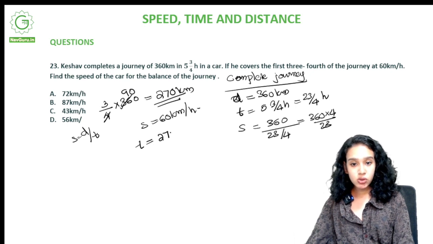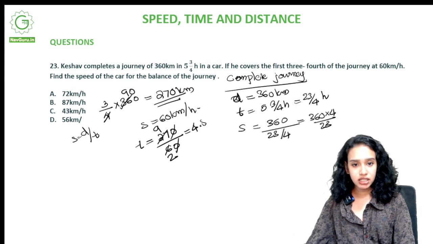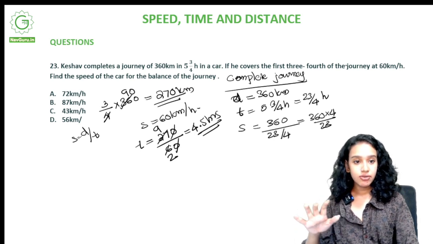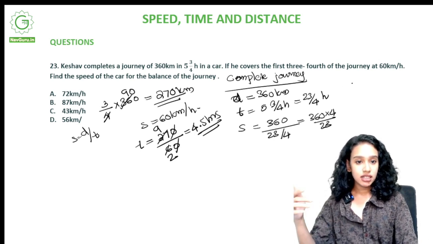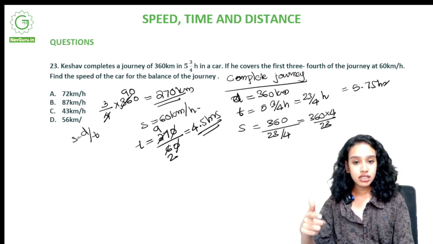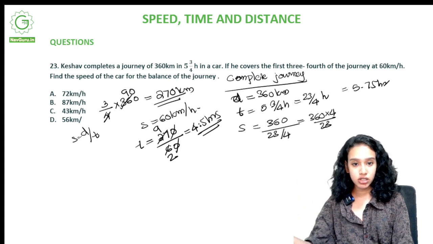So distance is 270 by speed is 60. We can cancel this out by 3, and we get 9 by 2, which is 4.5 hours, right? So in 5 3/4 hours, 5 3/4 is what? Let's see, 5.75 hours, of which 4.5 hours he took for the 3/4 of the journey, right?